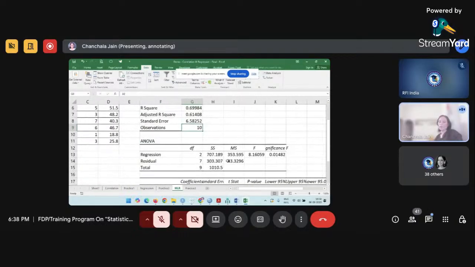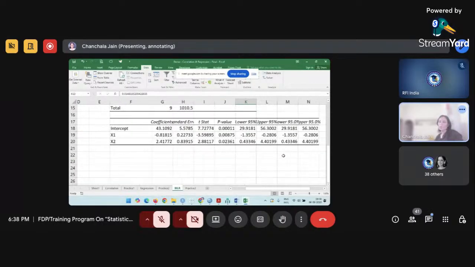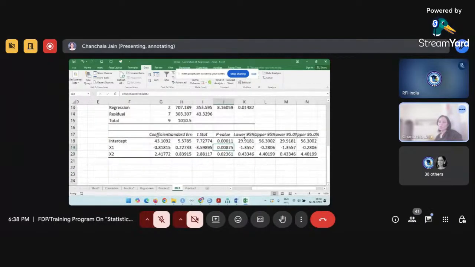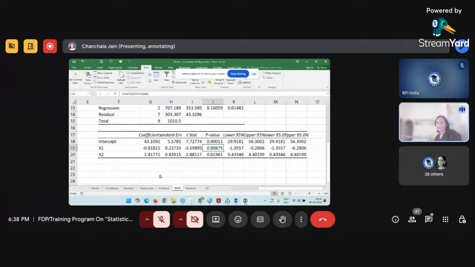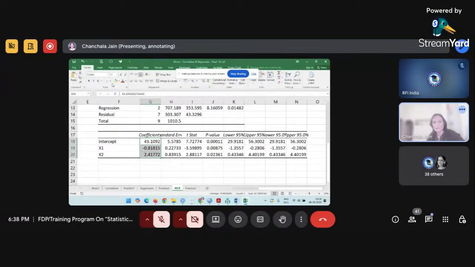In the ANOVA table, you can look at the significance value, which is 0.01, less than 0.05. So you will comment that the model is a good model, or a significant model, right? Then coming to the next, you can find these three values, and all of them are significant because all the p-values are less than 0.05.